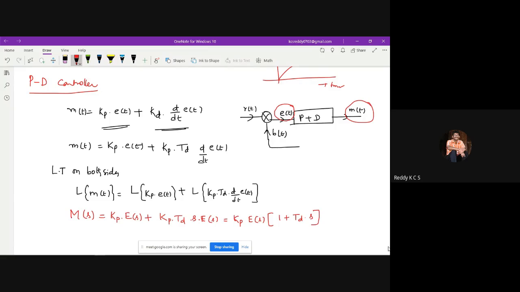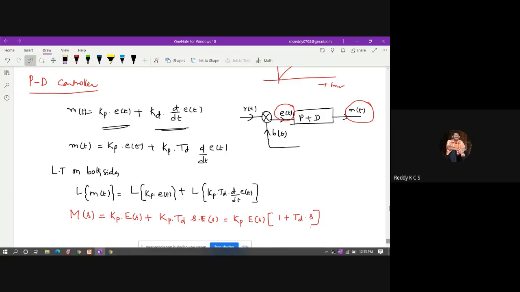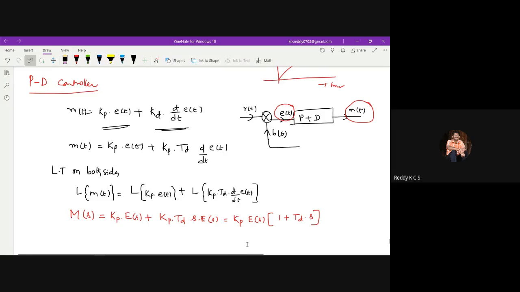So if I take M of s by E of s on the right hand side, it gives Kp into 1 plus Td into s, that is, Kp plus Kp into Td into s. This is the PD controller, the proportional plus derivative controller.